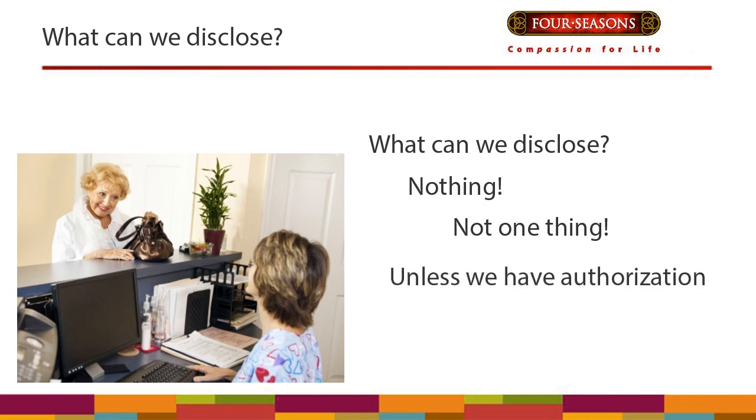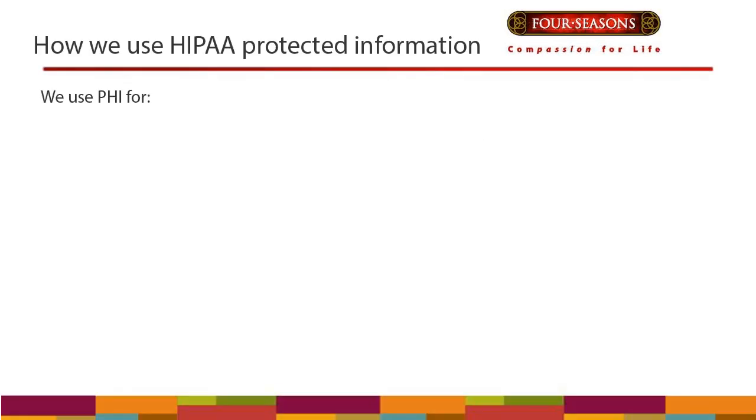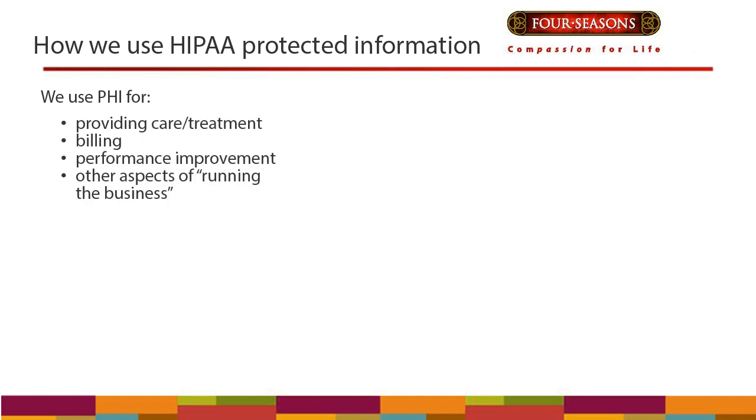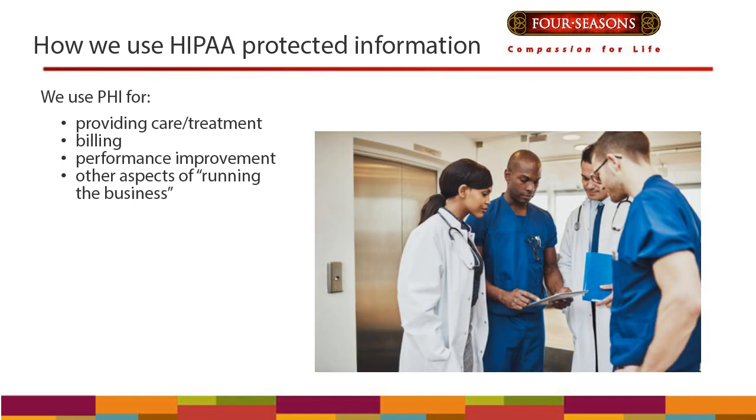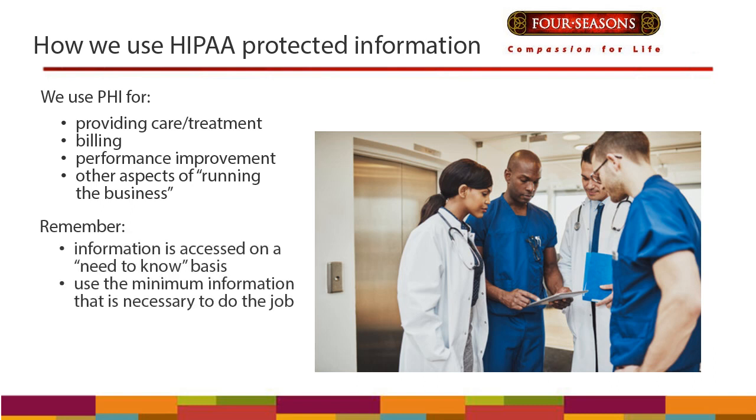It's up to the patients and clients to decide if and when they would like to disclose the nature of their health. We use protected health information to do our jobs for team discussions, treatment, billing, performance improvement activities, and in many other ways as part of running the business. If you don't need that information to do your job, then you should not be accessing it. Information is accessed on a need-to-know basis, and we'll always use the minimum necessary information that's needed to do the job. We need authorization from the client, the patient, or the patient's representative if we're going to disclose PHI.